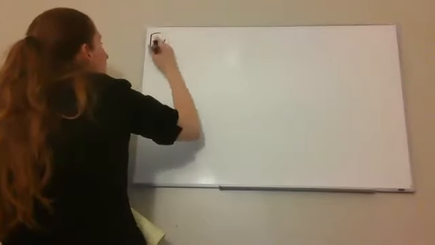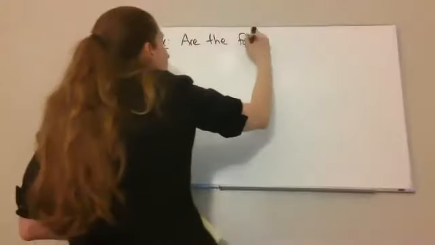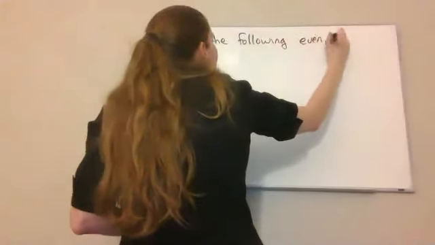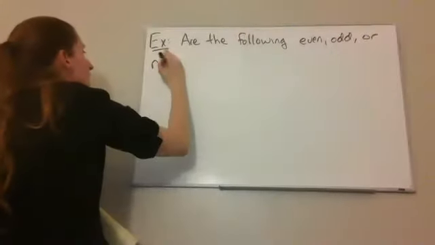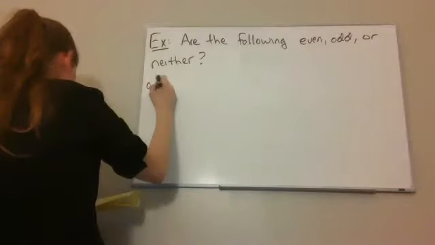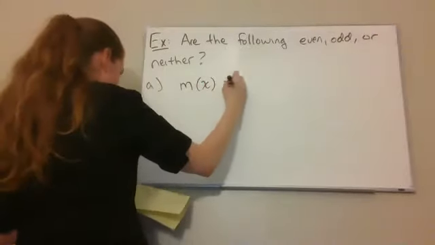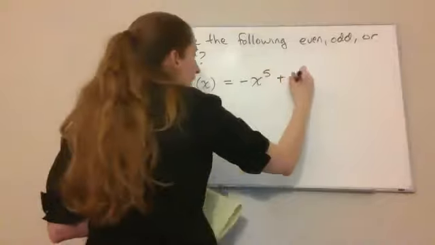So our example is, are the following functions even, odd, or neither. And our first one is going to be m of x equals negative x to the fifth plus x to the third.